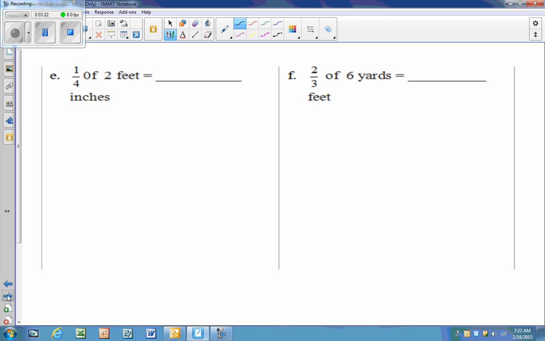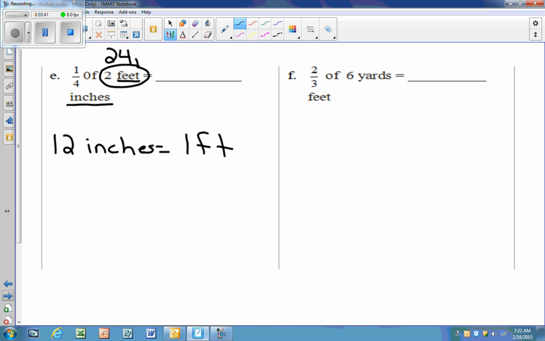Next, this time we're converting some measurements, so I need to pay attention. This is feet, this is inches. I know that 12 inches equals 1 foot. And since I have 2 feet, I know that's 24 inches.